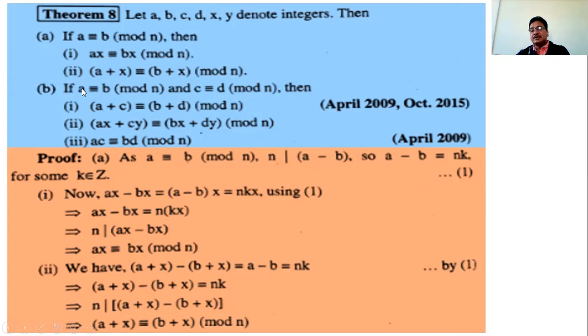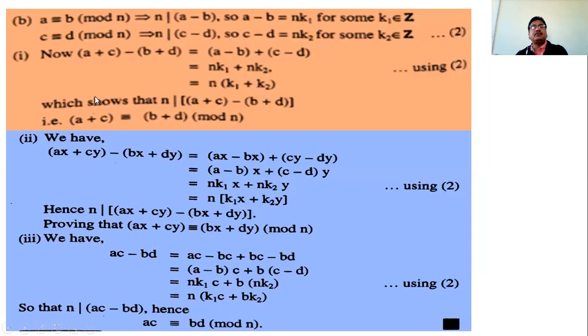So what is given? First, write the meaning of the given. a is congruent to b modulo n implies n divides a minus b, and therefore a minus b can be expressed in the form n into some integer. Use the notation k1 for that. Also given, c is congruent to d modulo n, therefore n divides c minus d, and so c minus d is expressed in the form n into some integer. Suppose that integer is k2.